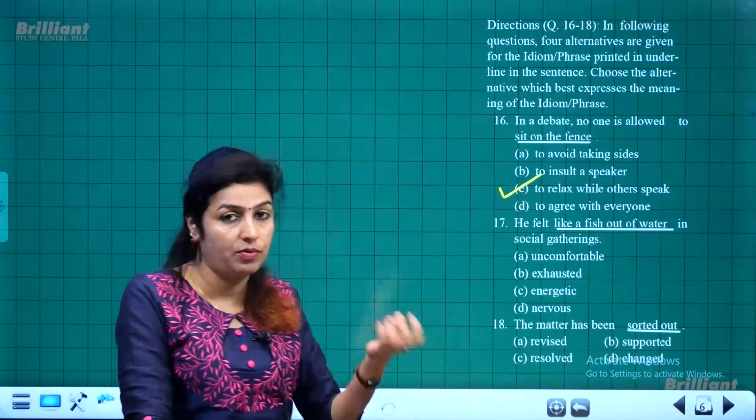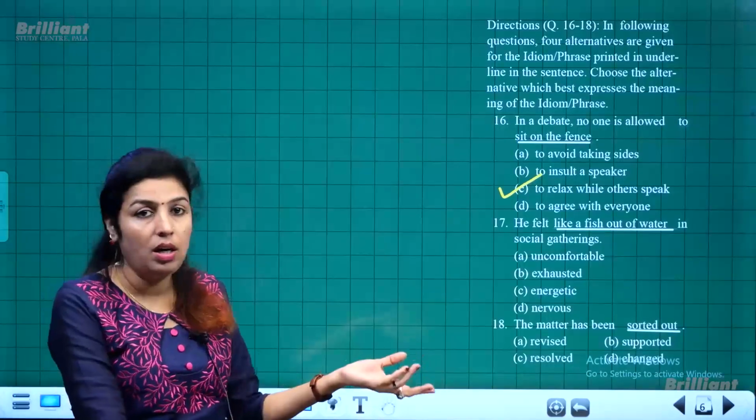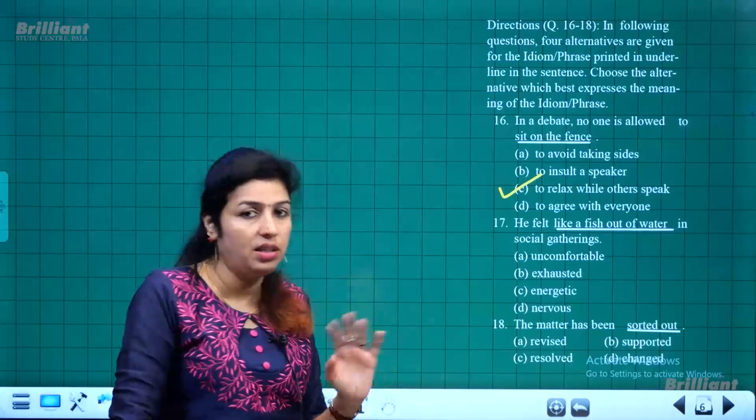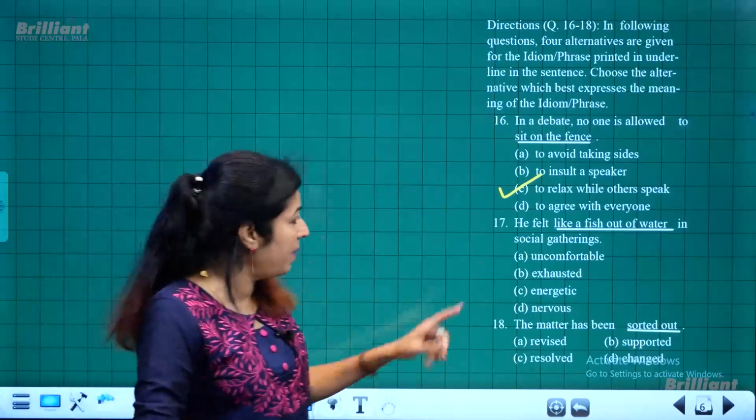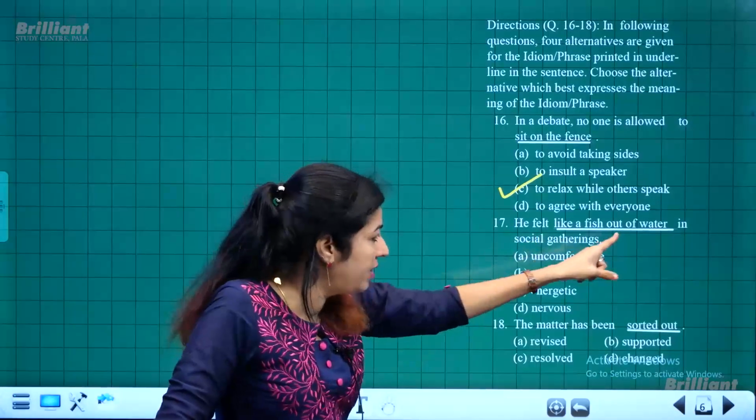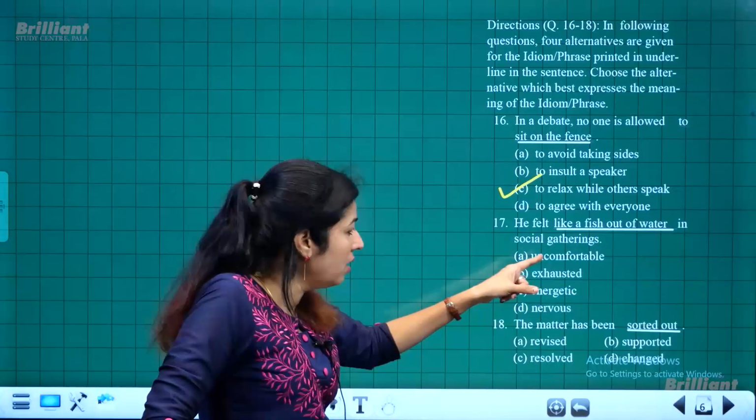What happens to a fish when it is taken out of the water? It would be very uncomfortable. Okay, so in exactly the same way, he felt like a fish out of water means uncomfortable.